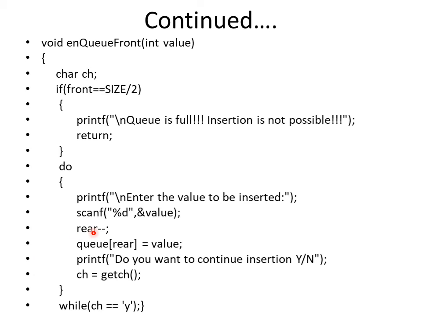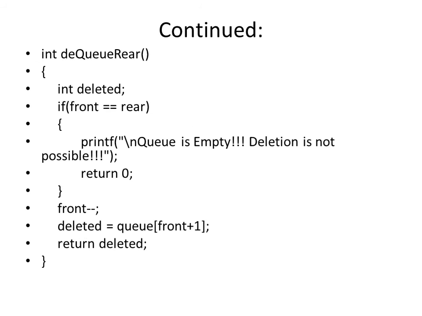Here I am inserting at the rear end. In the previous function I was inserting at the front end. Here I am inserting at the rear end. Here you can see enter the values to be inserted. I am doing Q of rear equals the value. Once again I am entering a choice. If the condition is true, then it will perform these steps, otherwise it will come out of the loop.